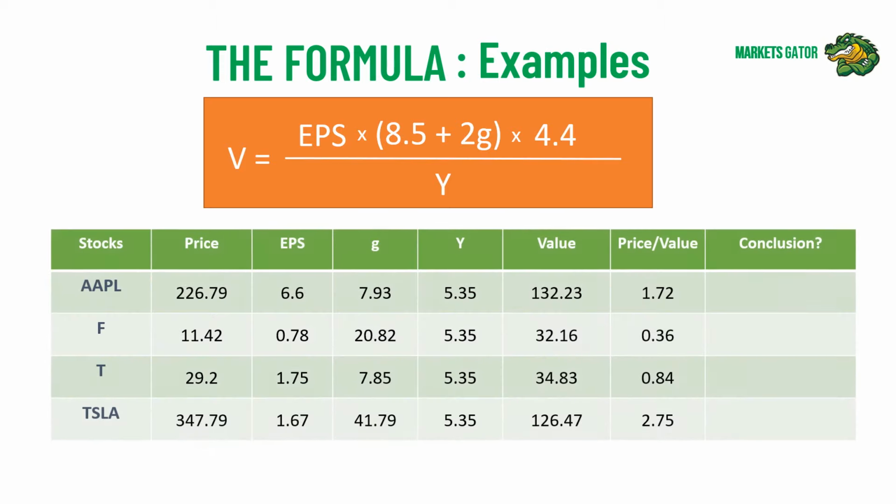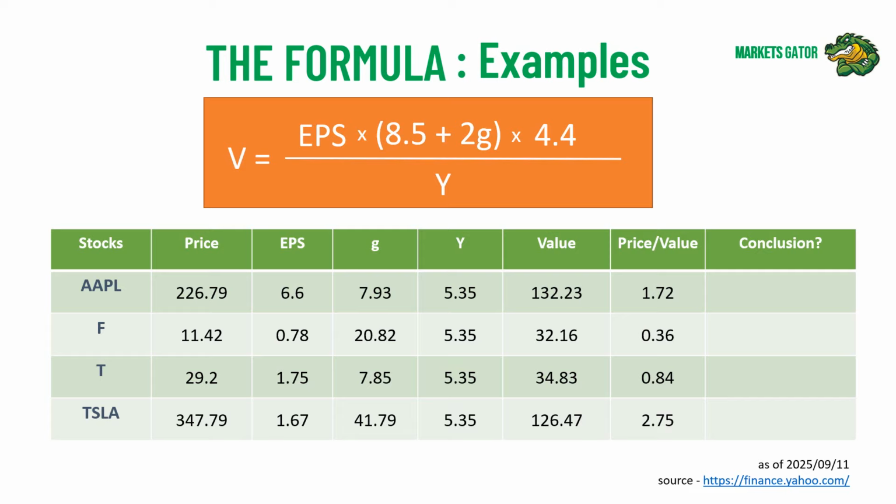This table contains the parameters I took, including the stock prices, so we can compare them to the calculated fair value. Let's start with Apple. According to the formula, its value is $132.23, but the current stock price is $226.79. To measure how fair value relates to current price, let's divide price by value, and we'll have a ratio. For Apple, the ratio stands at 1.72, meaning the price is 72% higher than its fair value.